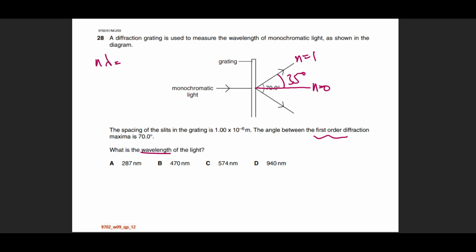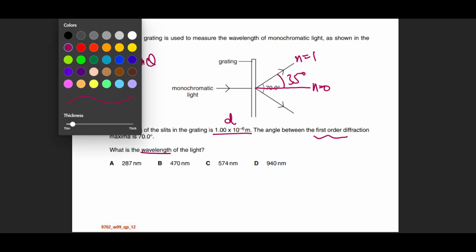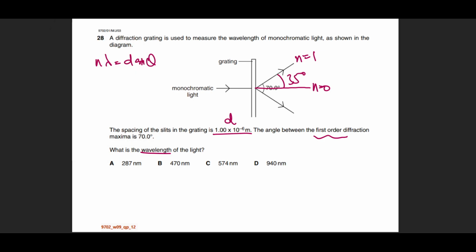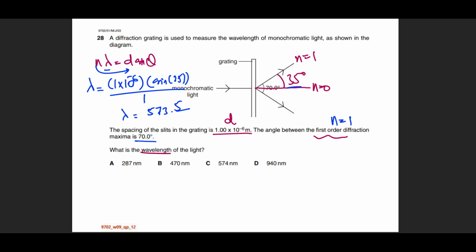So use the formula n lambda equals d sine theta. Over here, the d is already given to you. You can pause the video and try the question yourself. I'm just moving a bit faster. So n is given to you as the first order, so n equals 1. Angle is 70. I'm going to take 35 because it's from one side. Lambda is required, so lambda will be made the subject. So d is 1 into 10 to the power minus 6. Sine of 35, divided by 1, as n is going to go over here. So lambda comes out as 573 point something, which is, I think, 573.5. So that is going to be option C, 574 nanometers.